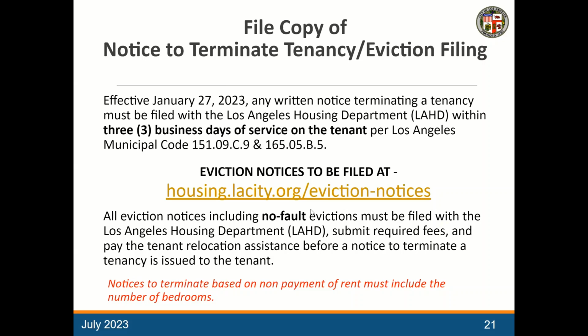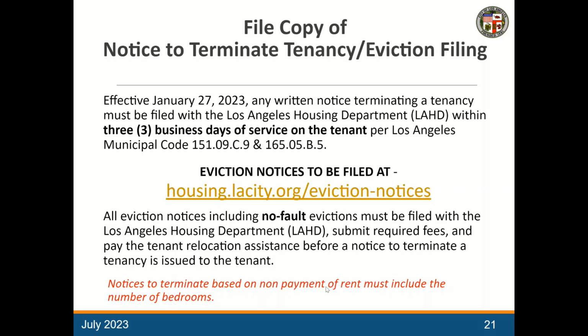Or you can also upload a copy of the eviction notice to an online system that was created to track these eviction notices, so that an owner is able to confirm and know that that notice was indeed filed with the department. Although we do accept notices via mail or via public counter, we strongly recommend that you instead use the online system to upload them, as it is a faster process and gives you more of a guarantee of when it will be filed and that it was actually received by the department. And this requirement applies to all notices of termination of tenancy, including no-fault evictions.